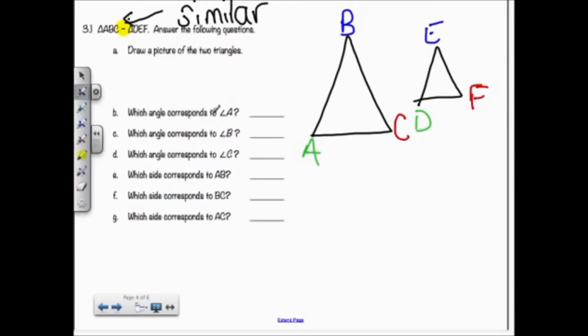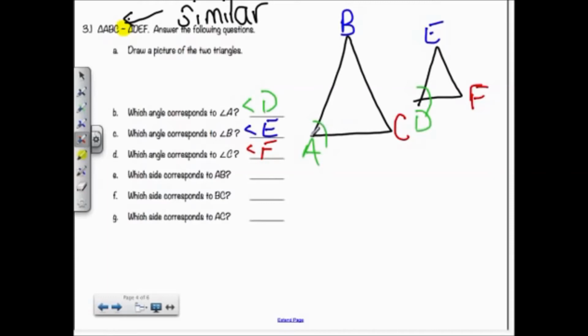Question B says, which angle corresponds to angle A? If you look at it right here, this angle A is the same thing as angle D, so my answer is angle D. Please go ahead and see if you can answer questions C and D, and then when you're done, compare your answers with mine. Which angle corresponds to angle B? Angle E, because they're in the same position in the triangle name as well as the actual triangles. And then which angle corresponds to angle C? We'll say angle F.